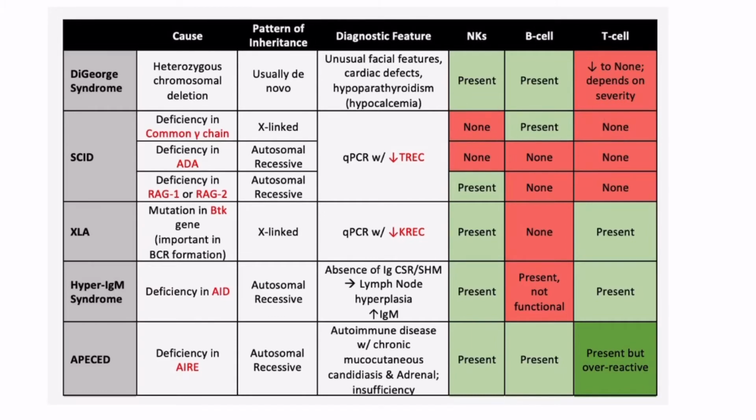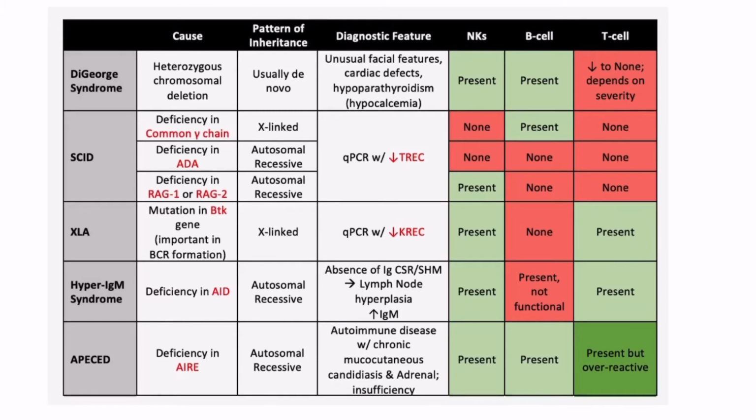In a deficiency of ADA, which is involved in the formation of natural killer cells, B cells, and T cells, obviously we're going to have a deficiency in all 3 of those. In a deficiency in RAG1 and RAG2, we're not going to be able to do VDJ recombination for our B cells and T cells. So we're going to have absent B and T cells, but our natural killer cells aren't involved in that process. They're part of the innate immune system, so they don't go through VDJ recombination. And so we will have present natural killer cells, but absent B cells and T cells.